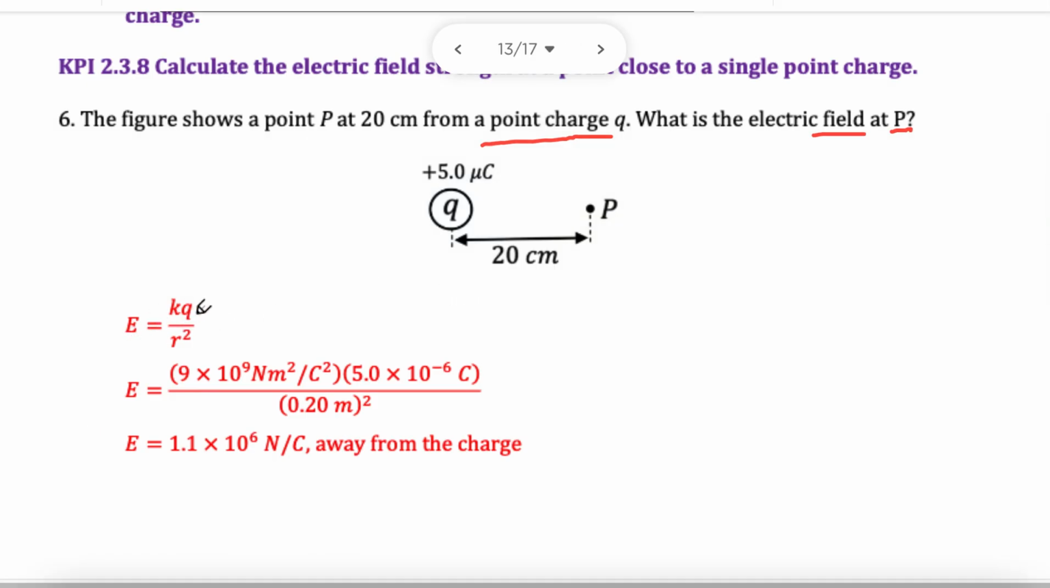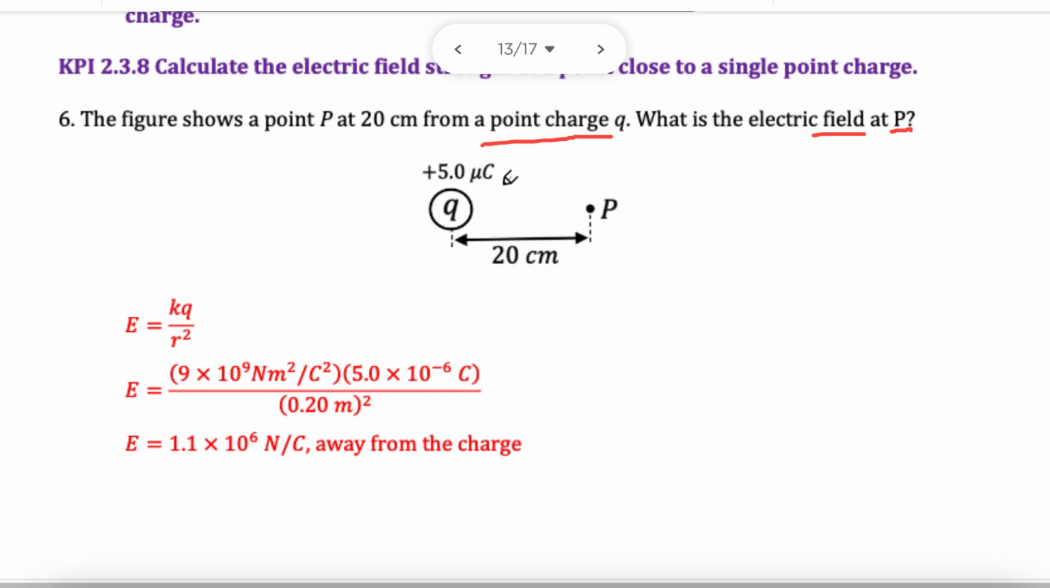Let's do it. E is KQ over R squared. K, 9 times 10 to the 9. You don't need to write the units in. 9 times 10 to the 9 multiplied by Q. 5 micro is minus 6. As I mentioned, it's important. Minus 6. Divided by 20 centimeters. Must be meters. Like I said, you can divide by 100. Nice and easy. 0.20. Why not? Squared. And you'll get your answer, 1.1.